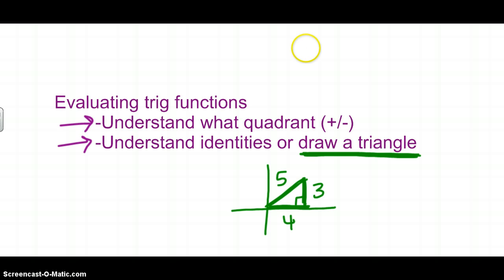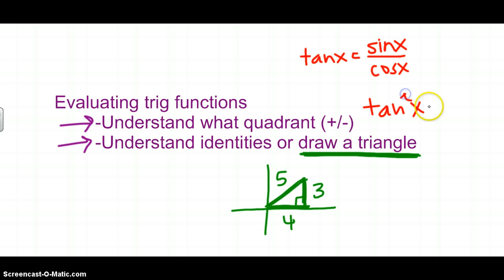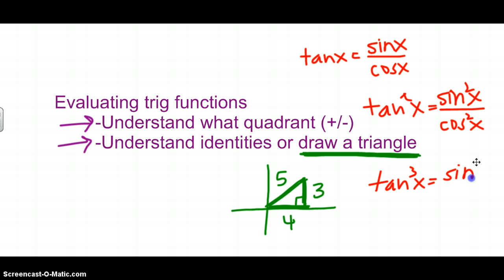Also, my last little note to you is that if tangent is equal to sine over cosine, then tangent squared will be sine squared over cosine squared. You could also write tangent to the third would equal sine to the third over cosine to the third, etc. All of that is true for our functions.